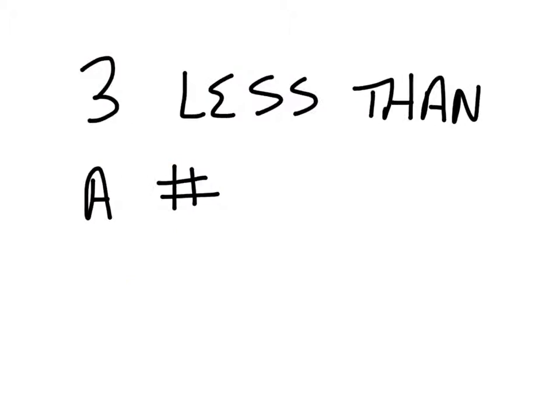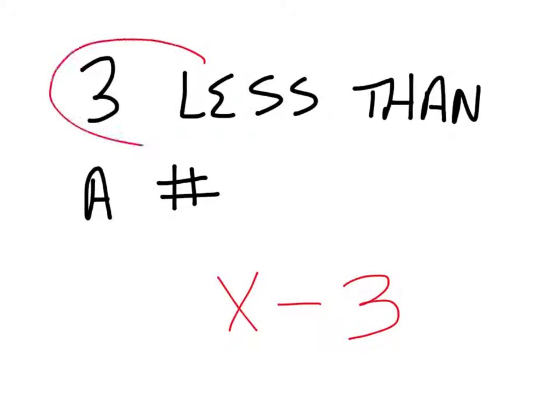3 less than a number, what's that going to be? Bartley. X minus 3, right. So you remember back to the last one, we had something more than a number and we wrote it at the back end. This is why we're doing that, because when you do 3 less than something, you've got to subtract it, and it's going to have to go to the back end.